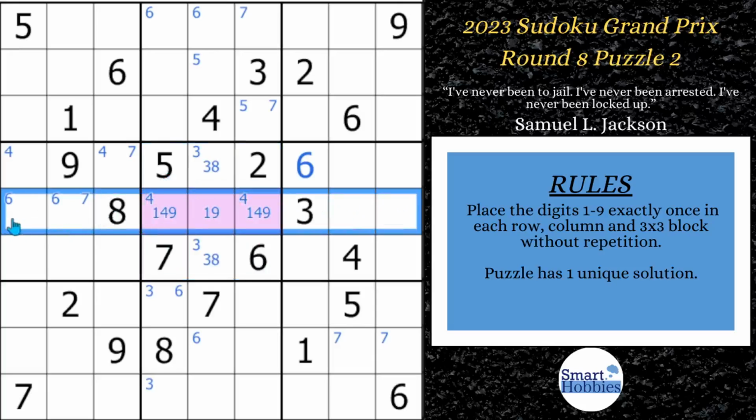Right? 149 cannot be anywhere else in this row. And this is huge. You have to find this to solve this puzzle because you need it for the next step I'm about to show you. So this can only be a 2 or 6. This can only be a 5, 6, or 7. This can only be a 2 or 7. And this can only be a 2, 5, or 7.